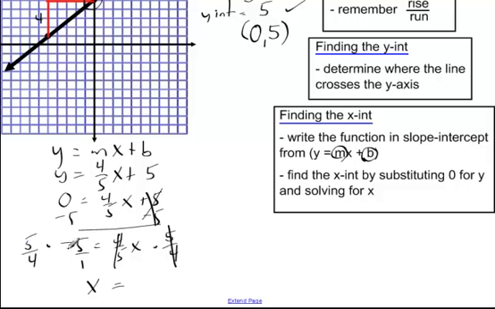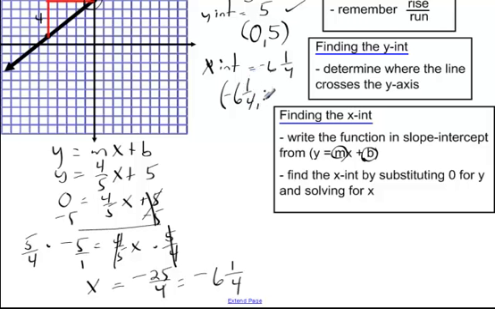Okay, negative times a positive is a negative. 5 times 5 is 25. 4 times 1 is 4. So I have negative, and then since it's on the graph, I'm going to put it in mixed number form. 4 goes in there 6 times with a 1 left over. So negative 6 and 1/4. If I want to put it in ordered pair form, we know that the x is negative 6 and 1/4, and the y was 0 this time.